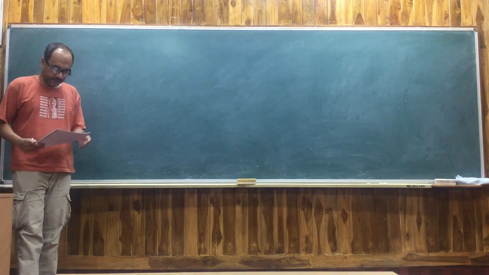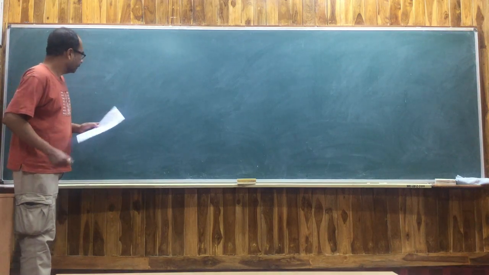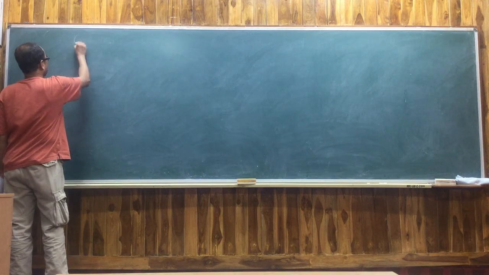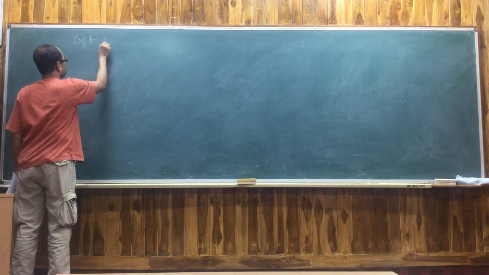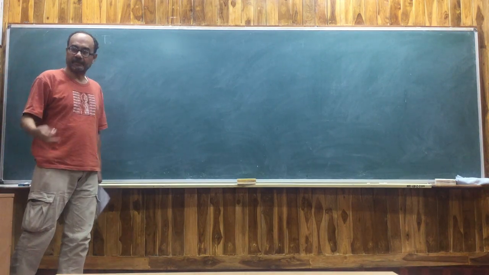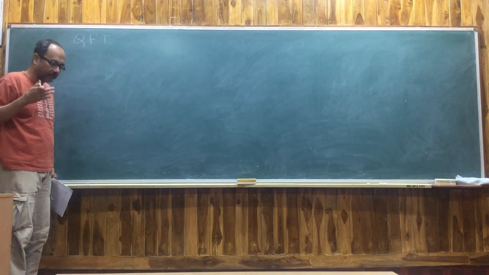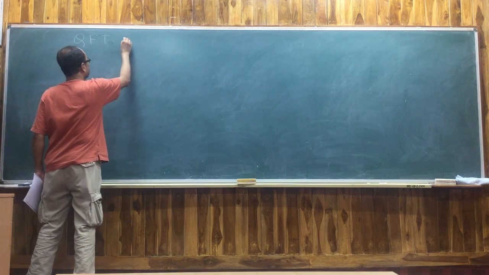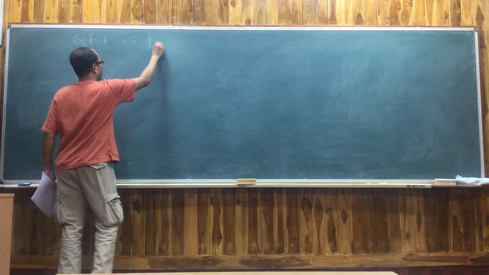Let me begin by recalling what we saw last time. So if you have a quantum field theory, then we discuss the condition under which it's renormalizable. In fact, we discuss the condition under which it is what is called power counting renormalizable. Okay, so a quantum field theory is power counting renormalizable.